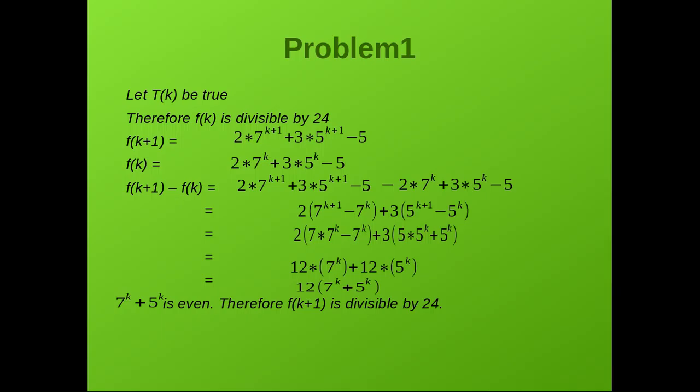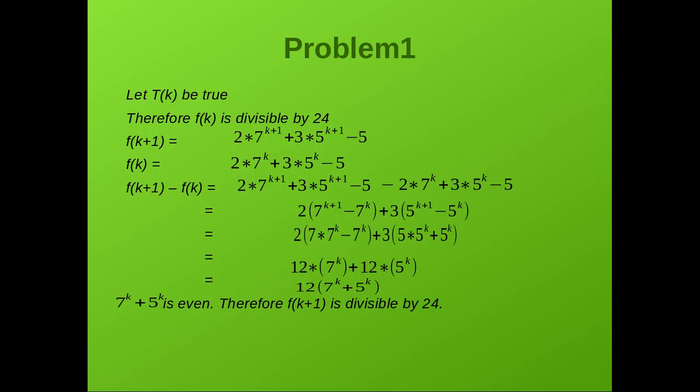Now for fk plus 1 to be divisible by 24, the difference of fk plus 1 and fk has to be divisible by 24. Now the difference is 2 into 7 to the power k plus 1 plus 3 into 5 to the power k plus 1 minus 5 minus 2 into 7 to the power k plus 3 into 5 to the power k minus 5. Now writing 7 to the power k plus 1 as 7 into 7 to the power k, and similarly writing 5 to the power k plus 1 as 5 into 5 to the power k, and simplifying it, we get this expression to be 12 into (7 to the power k plus 5 to the power k).